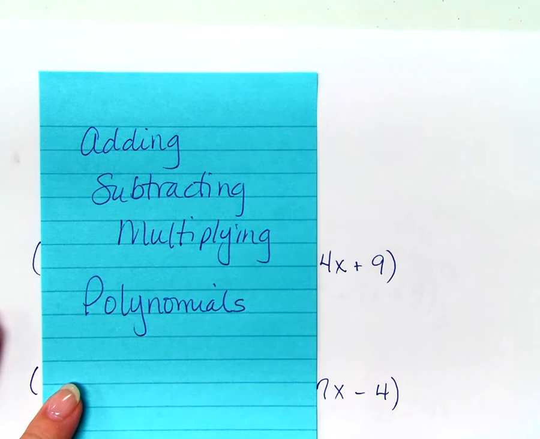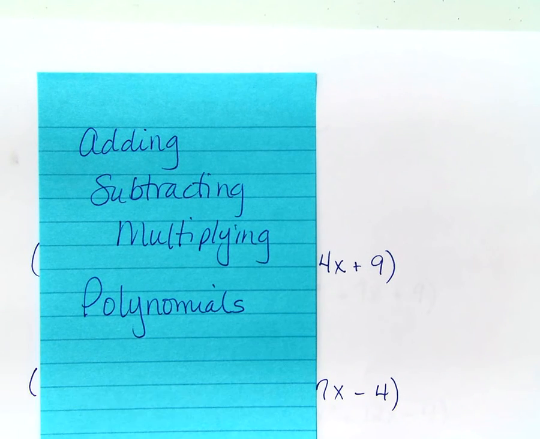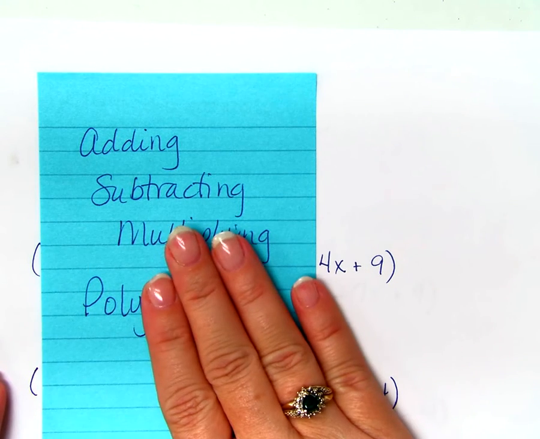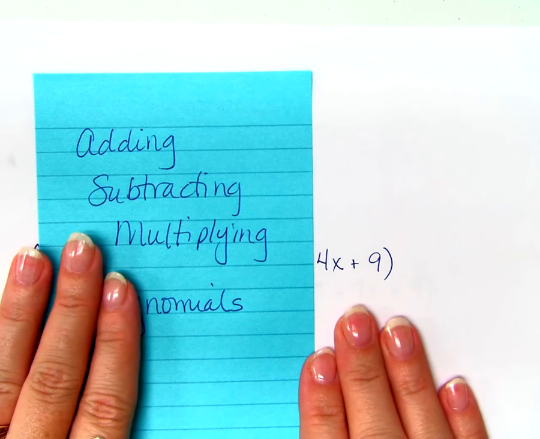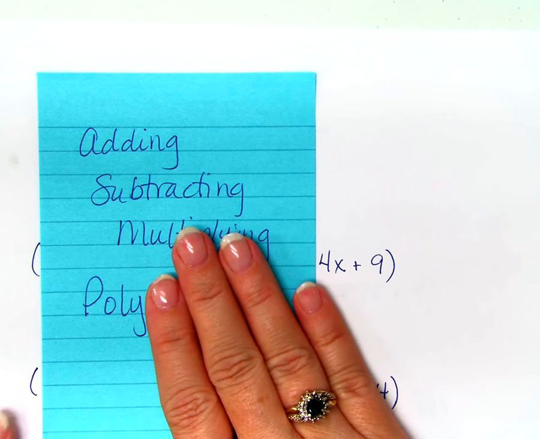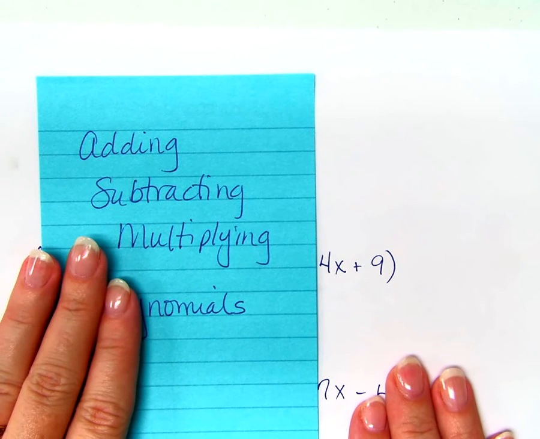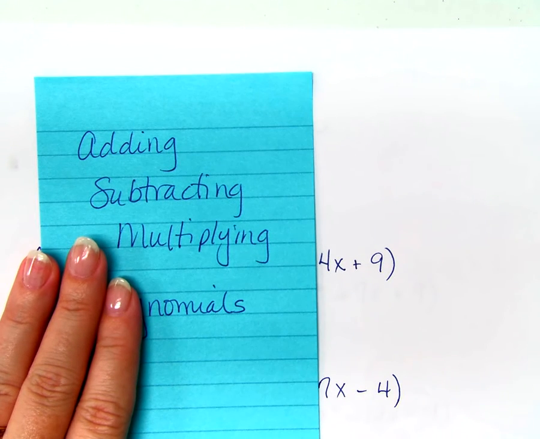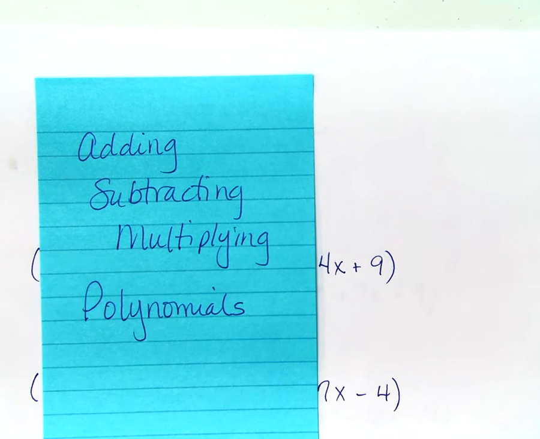I don't know about this one. We can break it into its parts, right? Poly and nomials, okay? Poly means, yes, many. Nomials, do you know what nomials means? Nomials means numbers or terms. So together it means many numbers or terms, okay?